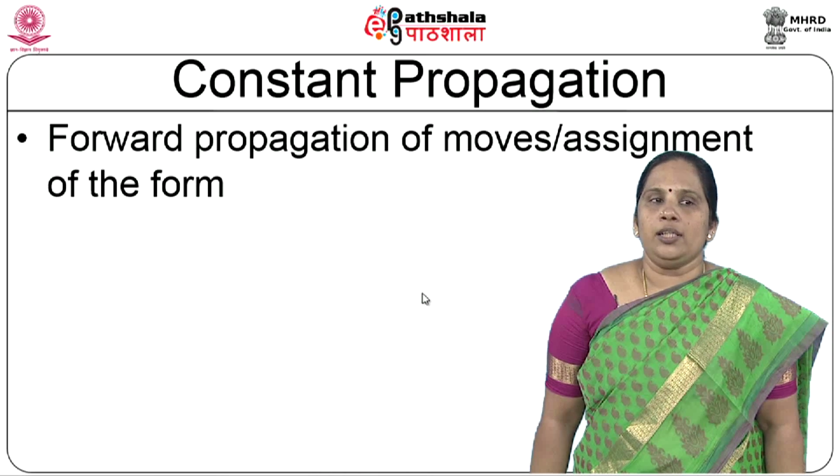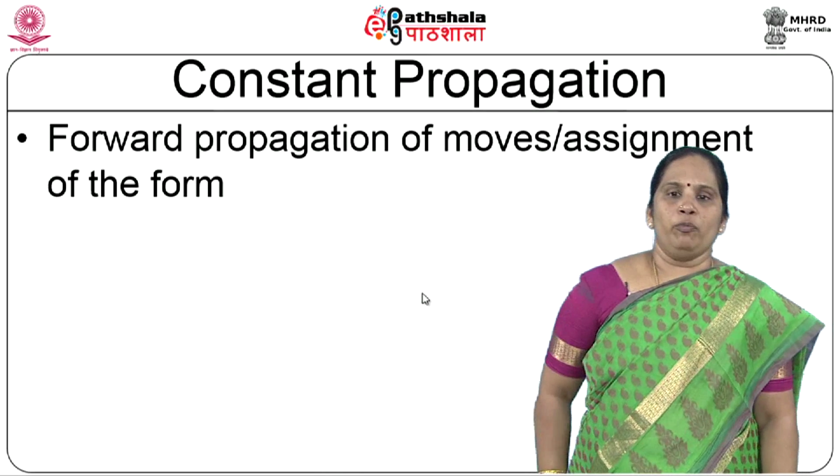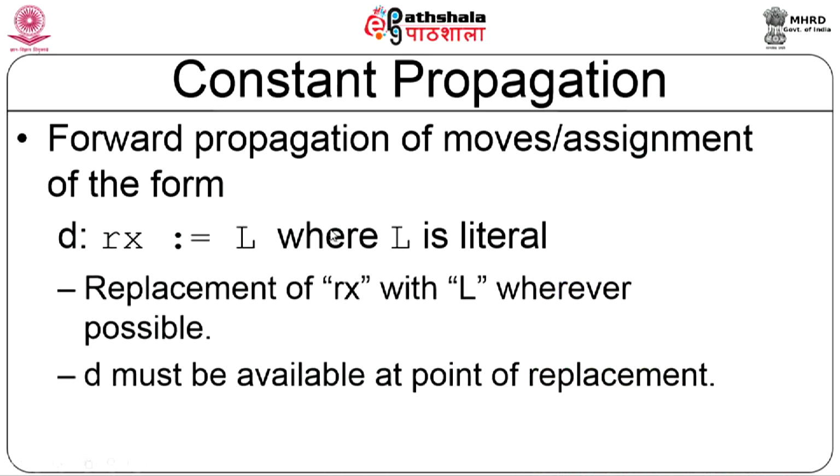The next one is constant propagation. Constant propagation is the forward propagation of moves or assignments of the form Rx is equal to L, where L is a literal, a constant. So replacement of Rx with L wherever possible is the alternative. So I have something like A is equal to 1 here. So wherever A is being used, I can replace that with the value 1 itself, and the definition should be available at the point of replacement.